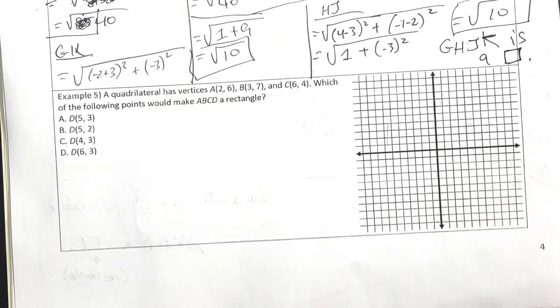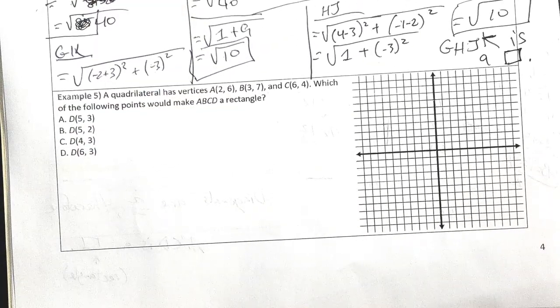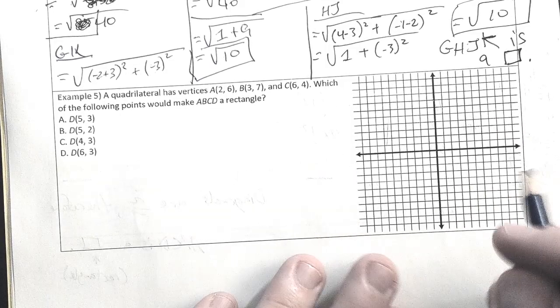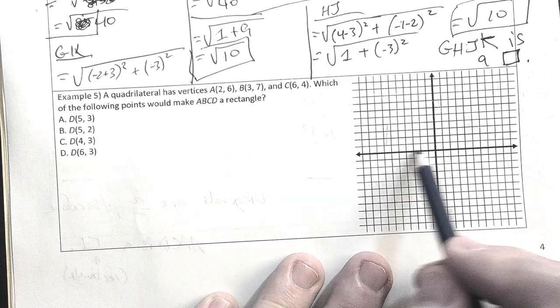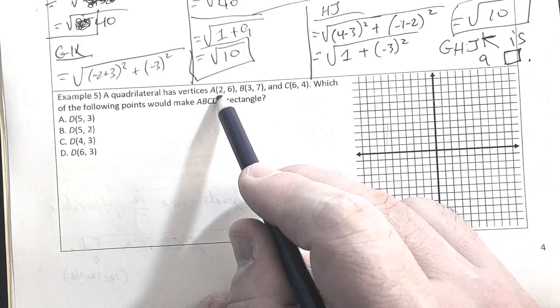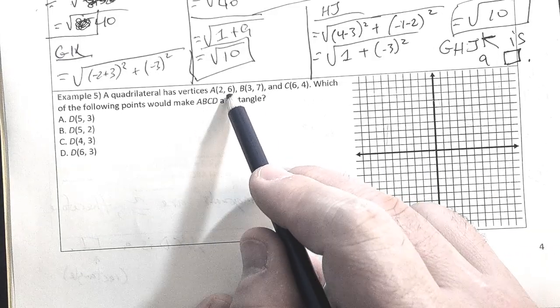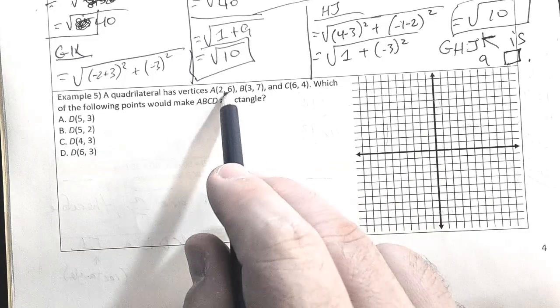All right, scooching down. Example 5. A quadrilateral has vertices and it gives us the coordinates. Well, it gives us 3 of the 4, excuse me. Which of the following points will make it a rectangle? So let's graph this, and quick review of graphing. So A, remember, left and right is X, positive is right, negative is left, and then the Y coordinate is up and down. Up is positive, down is negative.